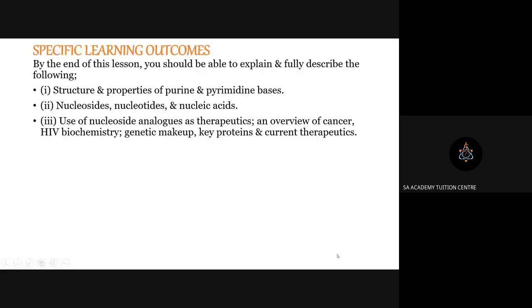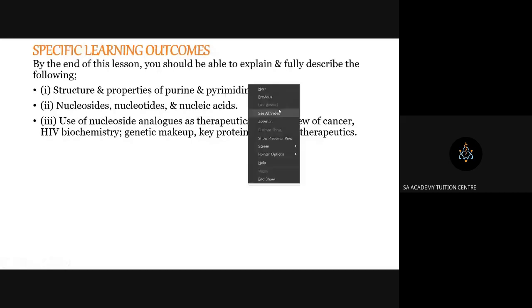Then you should also give us the properties of the purines and the pyrimidines. By the end of this class, students should be able to tell us what a nucleoside is, what a nucleotide is, and of course, what nucleic acids are, and the structures. We are still doing structural biochem. Remember that. So we haven't graduated from this.